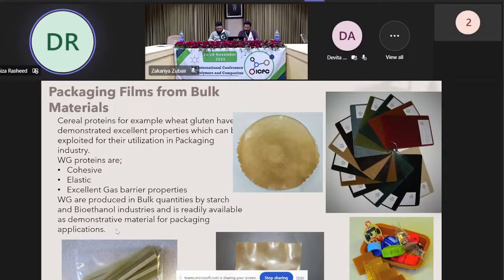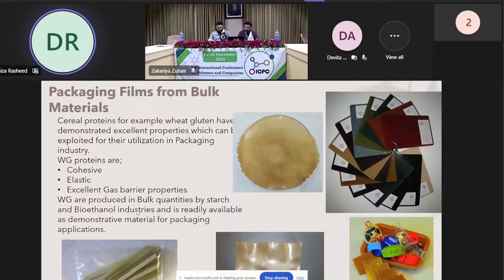In Europe, about 100,000 tons of wheat gluten is produced annually as a byproduct from starch and bioethanol industries. So this product doesn't go into any value-added product formation, but it is being used as animal feed. So in this study, we have demonstrated a value-added utilization for these proteins, and they have been successfully molded into different types of materials.